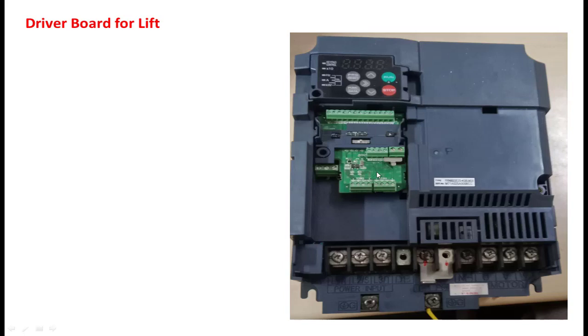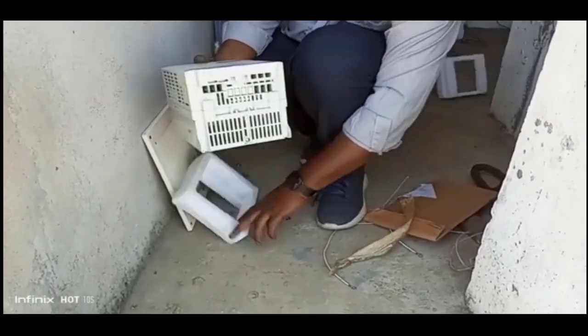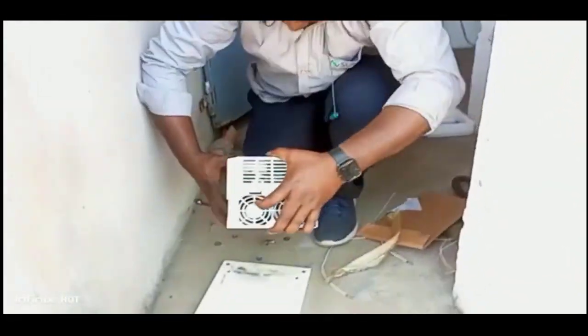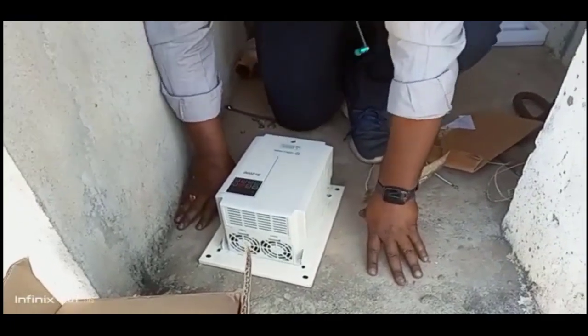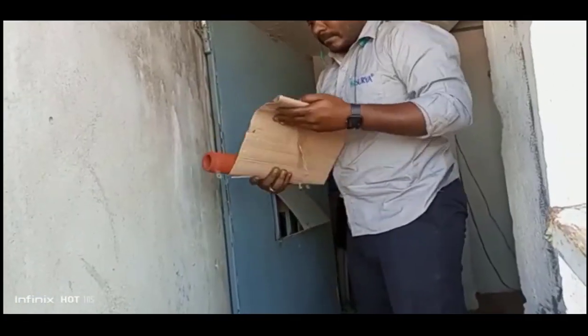In the next coming video, we are going to see how to replace that driver board as well as the braking shoes for the elevator which is at Vignan College. This is the new driver board. They are going to fix this new driver board on the board by means of bolt and nut, because they are going to fix it in the old place.